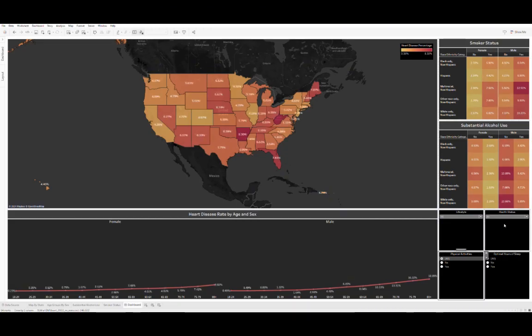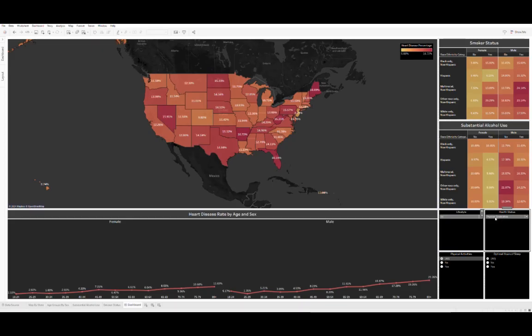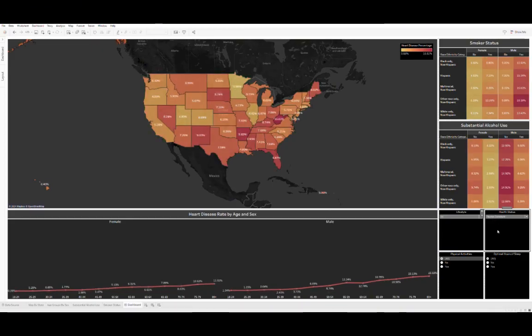Regarding health status, we can see that patients with daily living challenges and mental disabilities have the highest risk of heart disease when compared to the other health statuses.